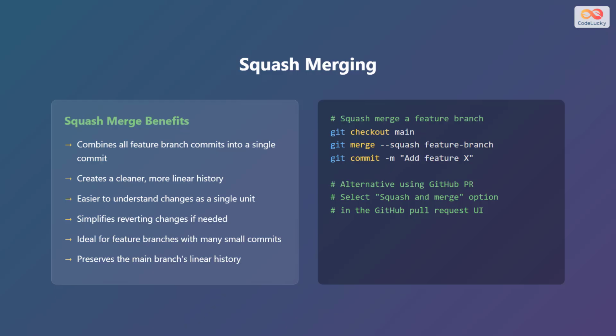To squash merge a feature branch, check out the main branch, use git merge --squash feature-branch, then git commit -m and add a commit message. Alternatively, you can use GitHub pull requests by selecting the squash and merge option in the GitHub pull request user interface.